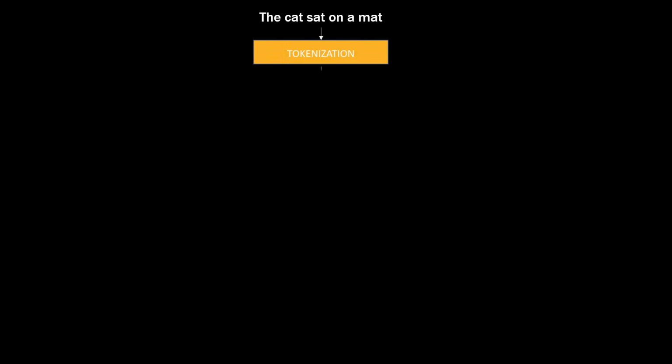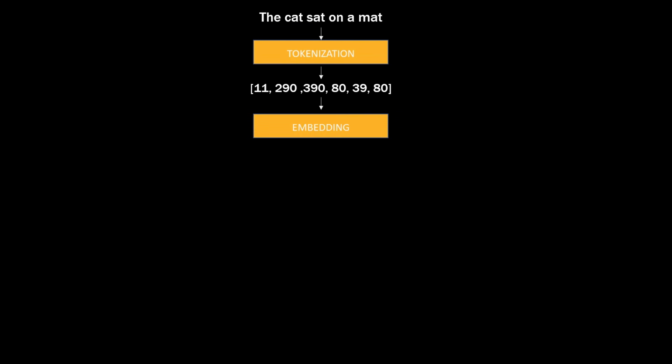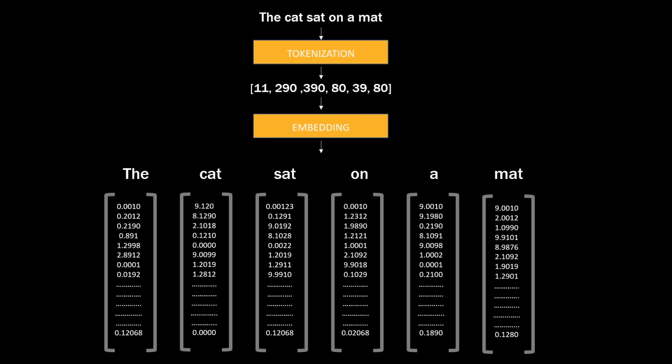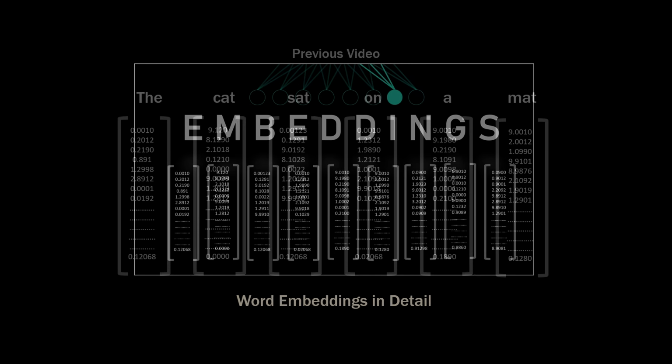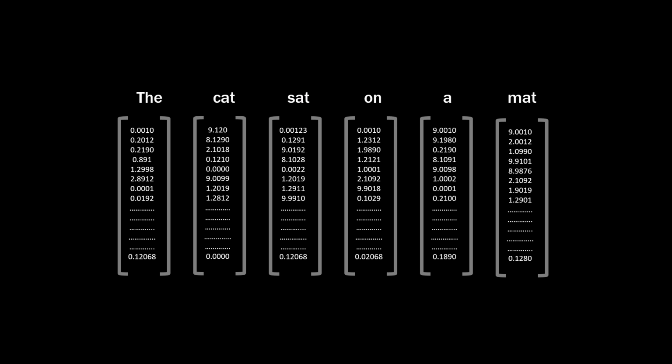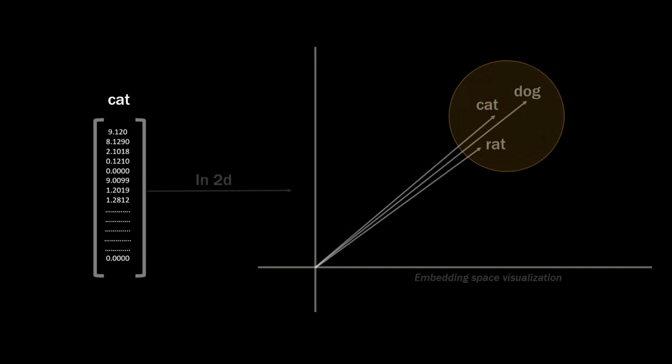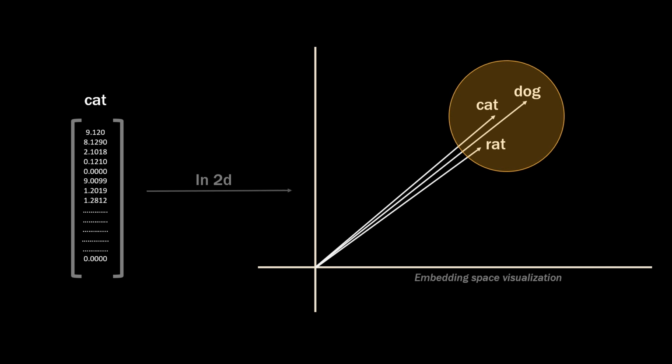First, large language models tokenize the text, breaking it down into smaller units called tokens. Then, these tokens are converted into embeddings. If you're unfamiliar with embeddings, I have explained embeddings in detail, and I suggest you watch the embedding video before watching this video. Embeddings transform text into high-dimensional dense vectors that capture the meaning of each token. For example, the word cat has an embedding vector close to similar words like dog and rat.